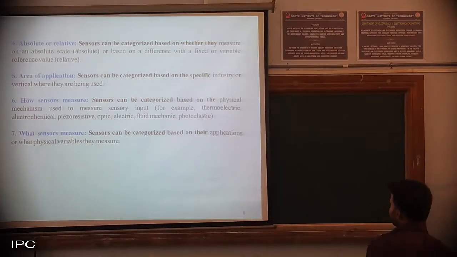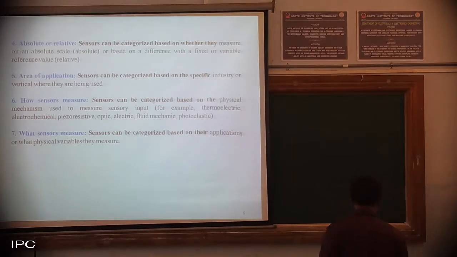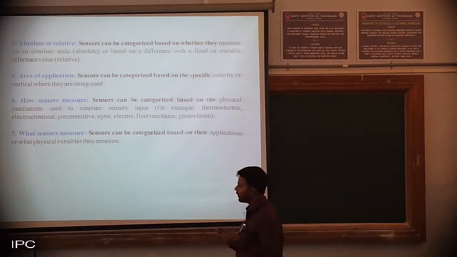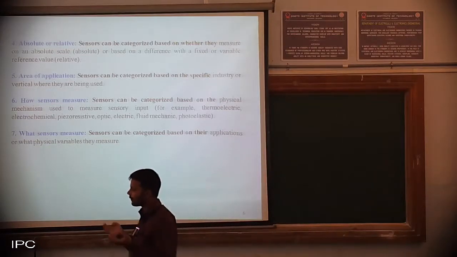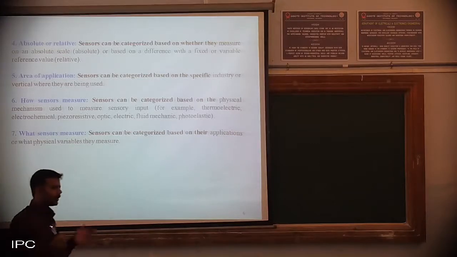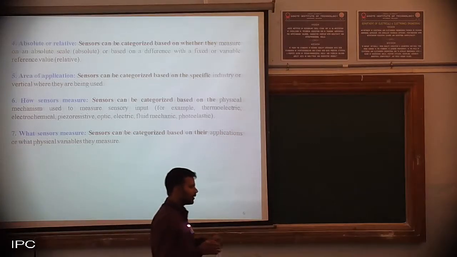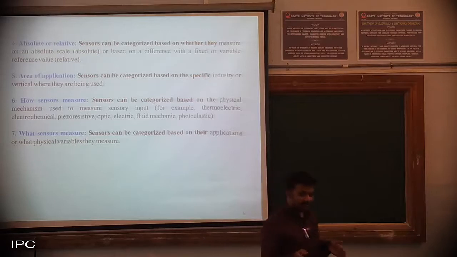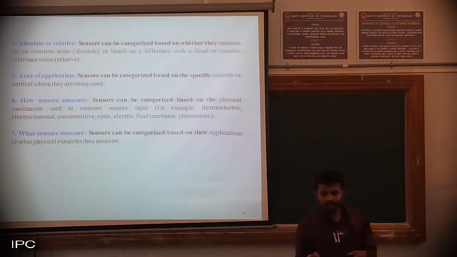And then next is the area of application, depending on where we are going to implement it, whether it is industrial, home automation, or transportation. Depending on those applications we can classify sensors into different types: industrial sensors, agricultural sensors, medical sensors, transportation sensors, like that.